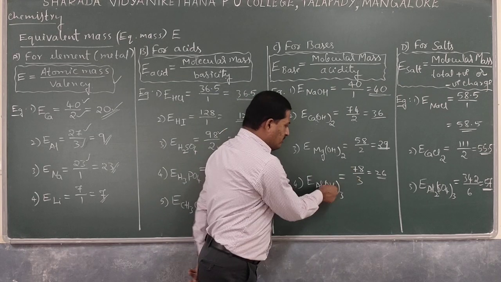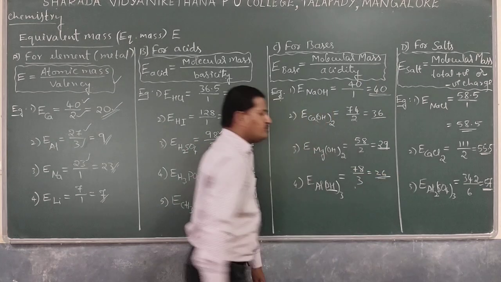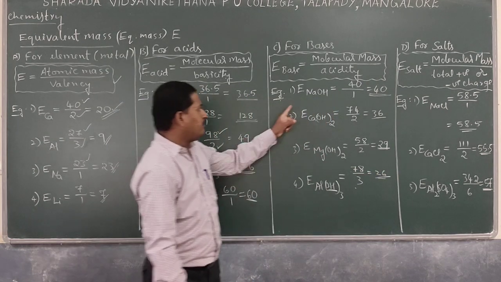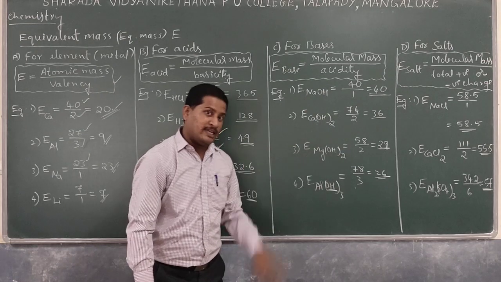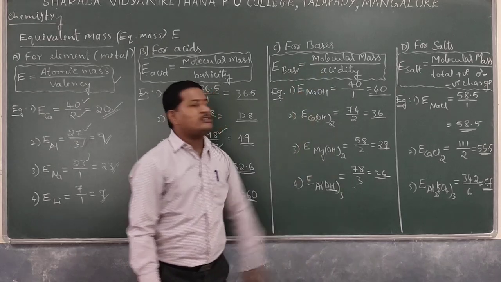78 divided by the number of OH groups, 3, the basic acidity is 3. So 78 divided by 3 is 26. Here also, equivalent mass and molecular mass are the same only when acidity is found to be 1. If acidity is 1, then equivalent mass and molecular mass are the same.